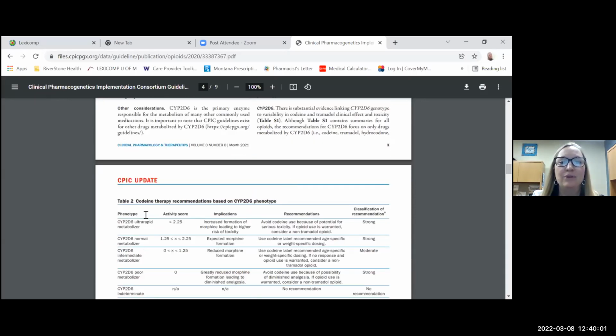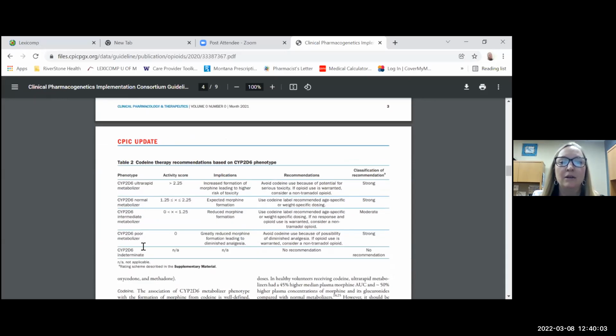So in a patient, you have their phenotype. These are coding therapy recommendations based on CYP2D6. So like in our case example, we had a patient who was an ultra rapid metabolizer of CYP2D6. It's a strong recommendation to avoid coding because of the potential for serious toxicity versus an intermediate or poor metabolizer. It's a strong recommendation to avoid coding because of the lack of effectiveness and possible similar side effects.